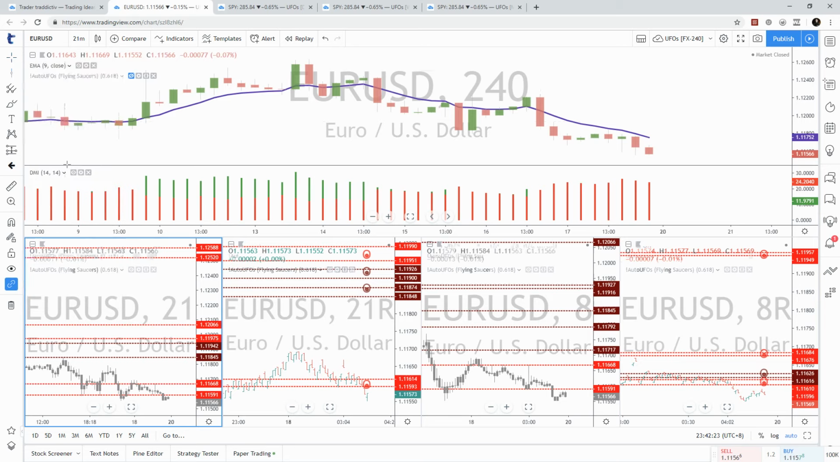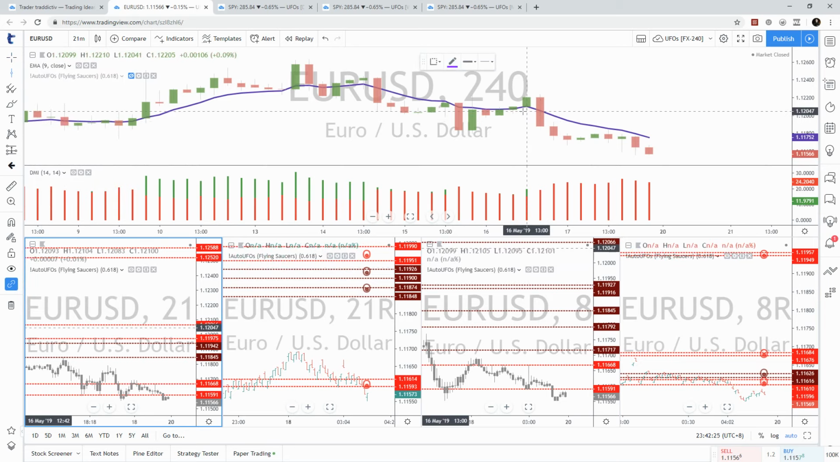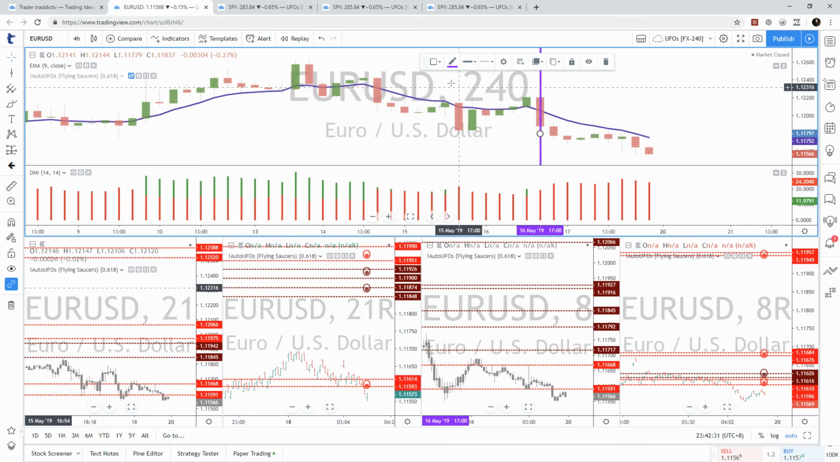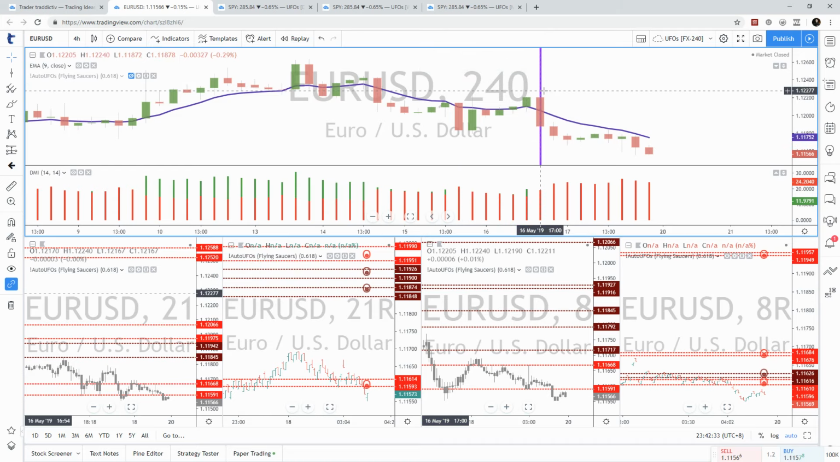To keep it simple here, not to use too much time, I'm just gonna draw a vertical line where the last change of trend took place. This vertical line, as you can see, represents where we went from close above the average to close below the average. So the trend changed at that moment in time.